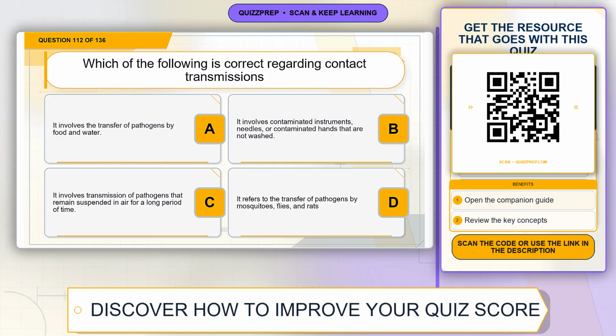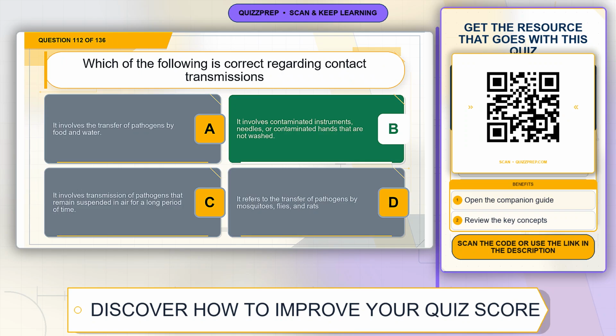Question 112. Which of the following is correct regarding contact transmissions? Option A, it involves the transfer of pathogens by food and water. Option B, it involves contaminated instruments, needles, or contaminated hands that are not washed. Option C, it involves transmission of pathogens that remain suspended in air for a long period of time. Option D, it refers to the transfer of pathogens by mosquitoes, flies, and rats. The correct answer is option B.